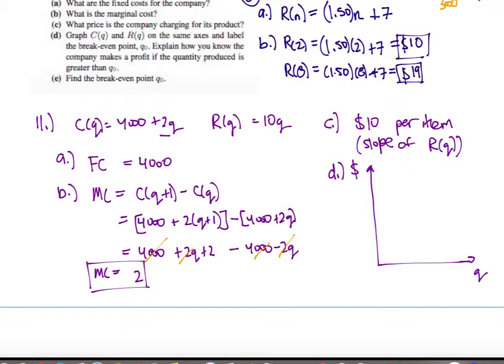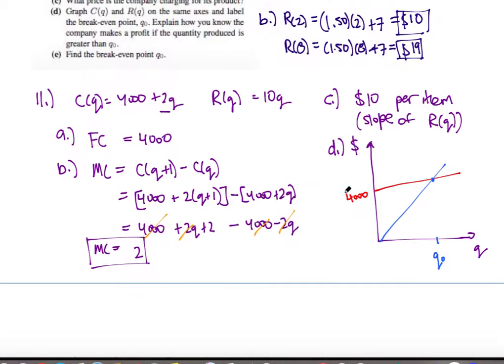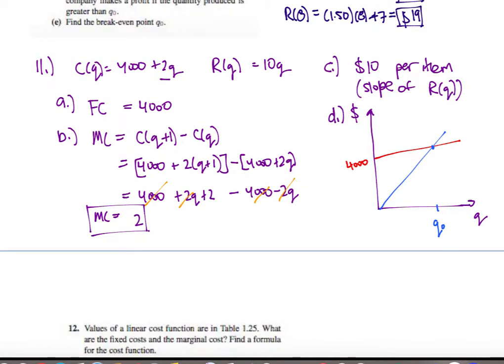Our cost function, we'll go ahead and do in red, would look something like this, where it starts very positive at 4,000, and it has a slope of 2, which is very slight. Compare this to our revenue function, which is going to be positive 10 in slope. Somewhere these two will meet, and we'll call this Q0, as it asks us to do, which is our break-even point. And so now all we need to do is find this break-even point.